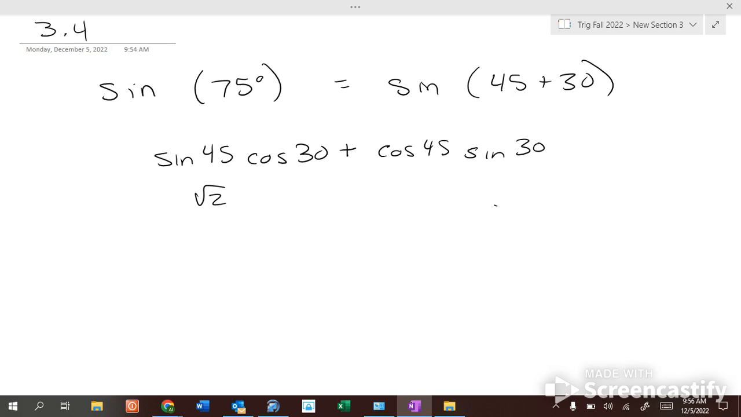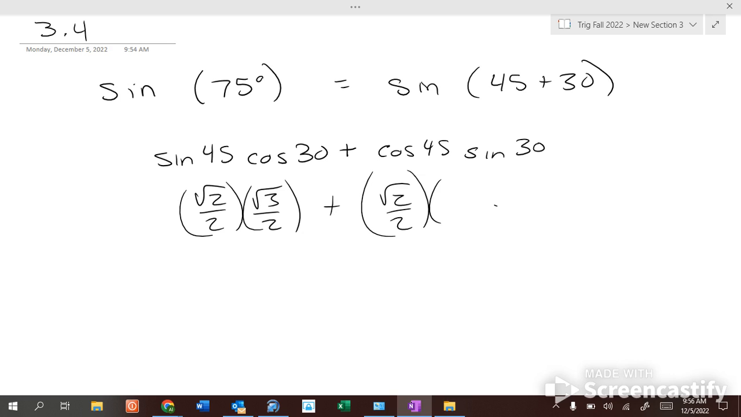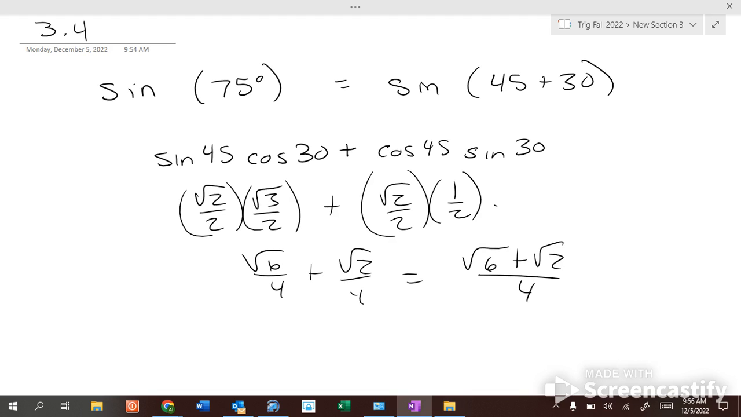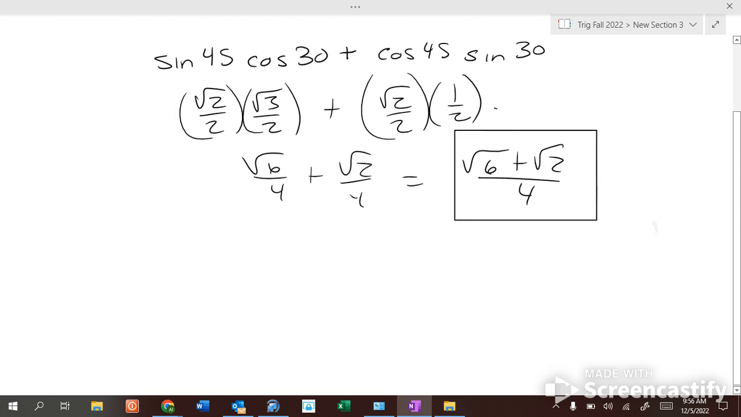Sine of 45 degrees is square root of 2 over 2. Cosine of 30 degrees is square root of 3 over 2. Cosine of 45 degrees is square root of 2 over 2. Sine of 30 degrees is 1/2. So it's square root of 6 over 4 plus square root of 2 over 4, which is square root of 6 plus square root of 2 all over 4. Any problems with any of that? Okay? That's just like last time.